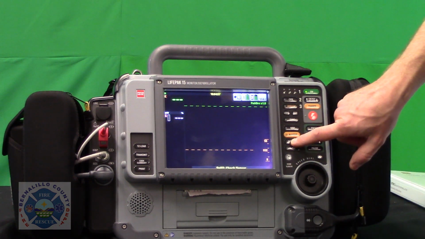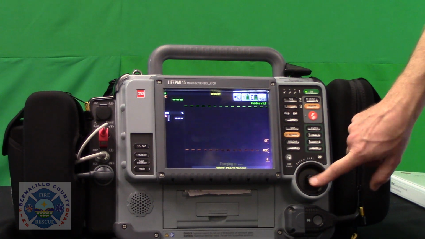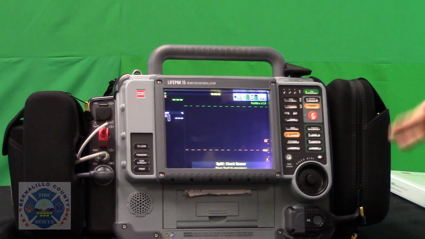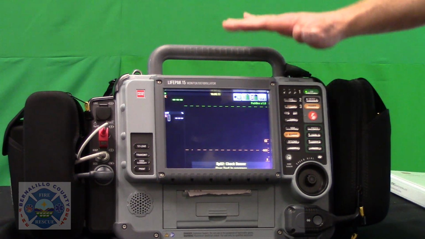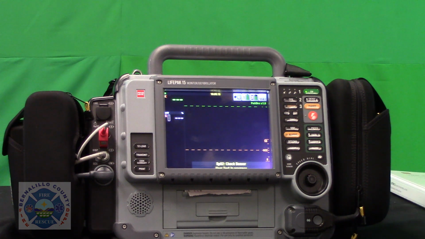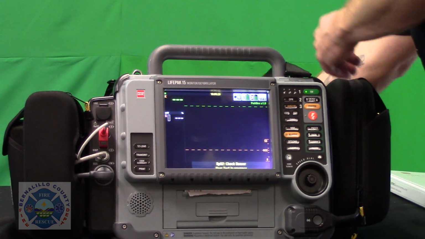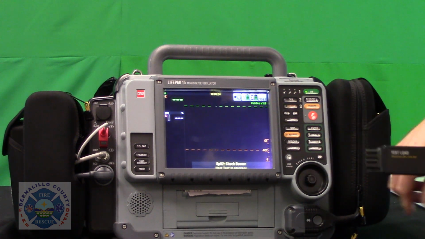I'm going to hit Options, using my speed dial, select User Test, and you'll see that it's charging to 10 joules. 10 joules is a perfect amount of energy to check the monitor, the internal charging and defibrillation wafer board, and 10 joules is a perfect joule setting to check the therapy cable. So while this monitor is running through its user test, I'm going to reach into the back and grab the test load.